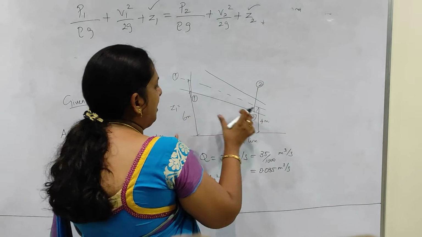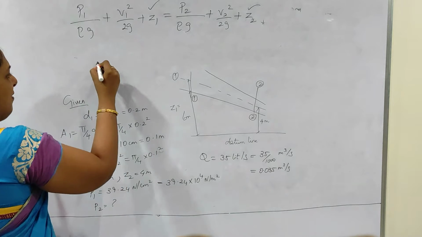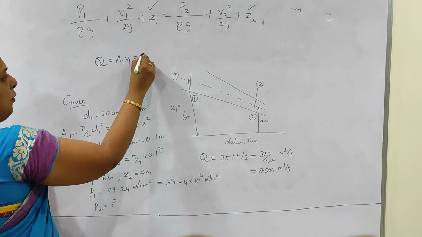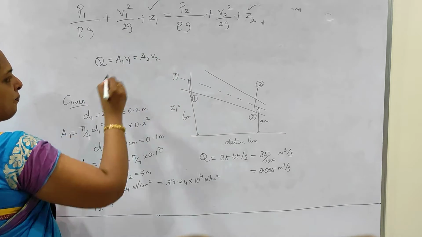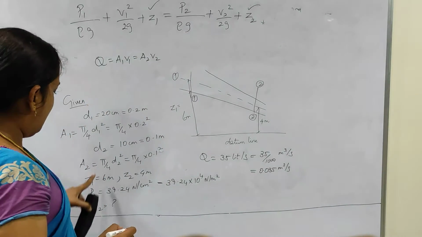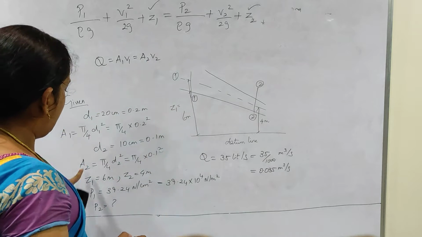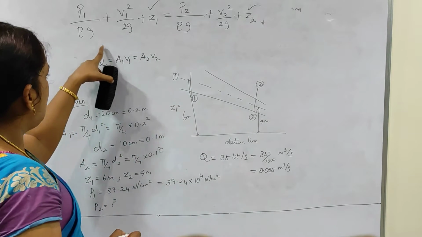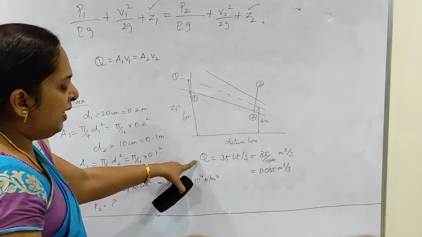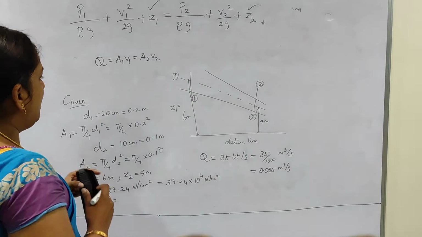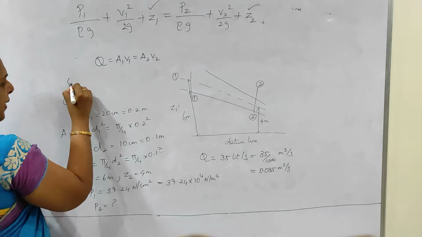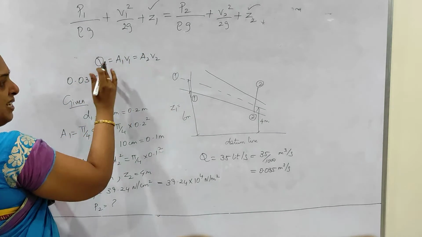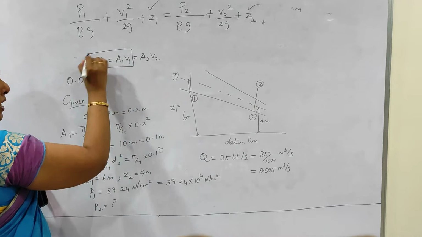So when we apply the continuity equation, what will be our continuity equation? Q is equal to A1 V1 equal to A2 V2. Okay, now I know what is A1, I know what is A2. Now I have to find out what is V1 and V2. So by using this value of Q, we will be able to find that. I am substituting that Q value here: it is 0.035. I am first considering the equation Q is equal to A1 V1.